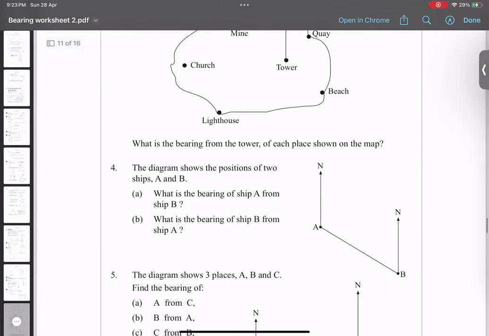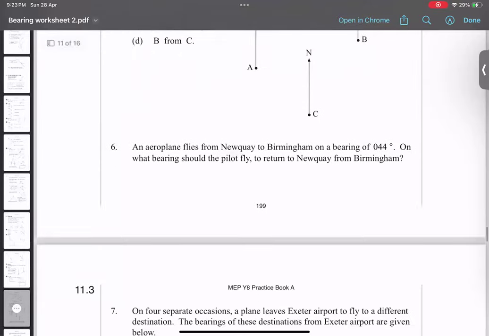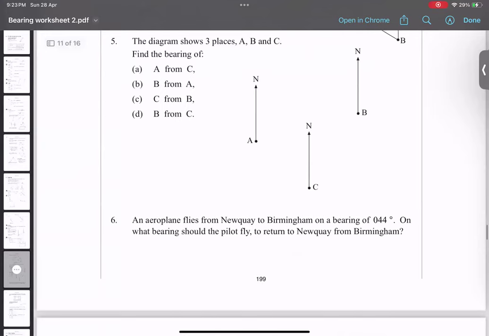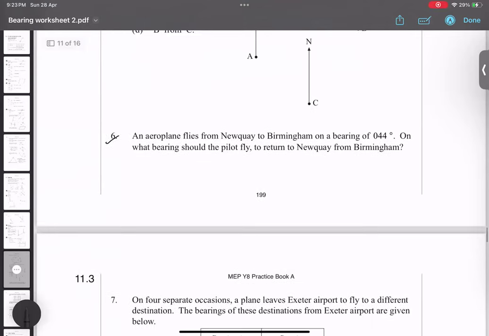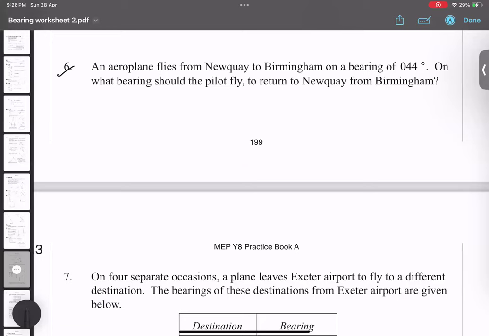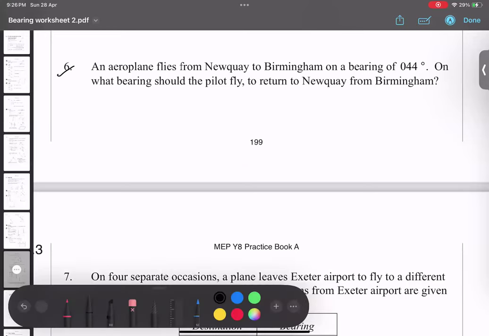Yeah, this is a good question. Question number six. Quickly read this question and draw the diagram and send it to me. Now, this is an interesting question. An aeroplane flies from Newquay to Birmingham on a bearing of this.